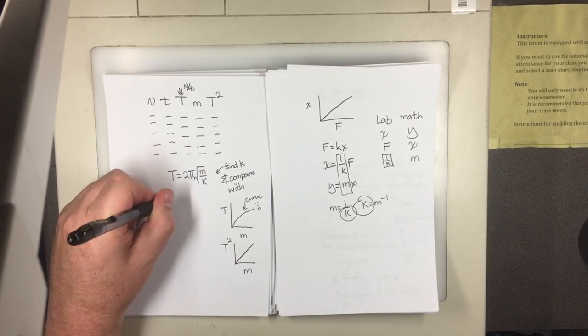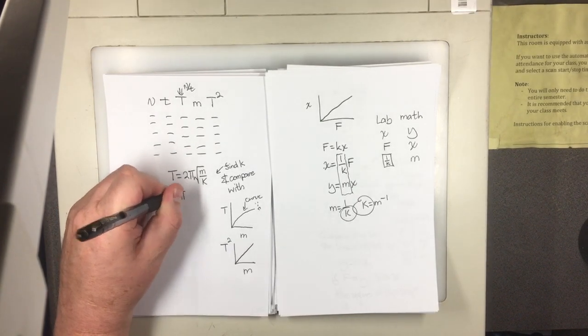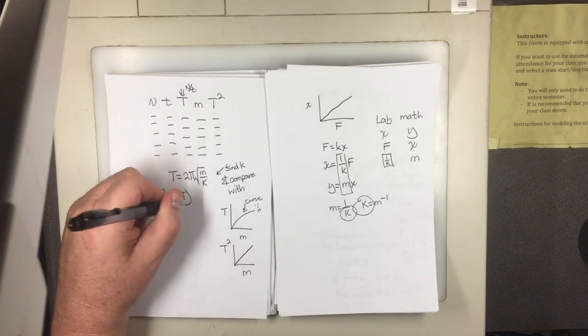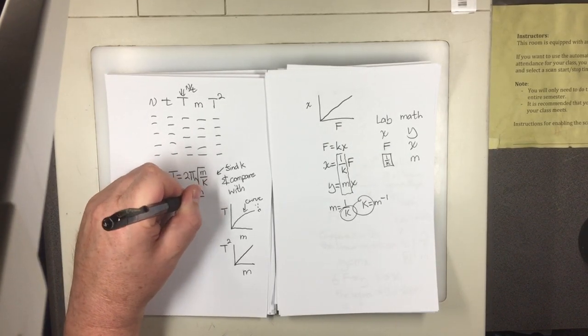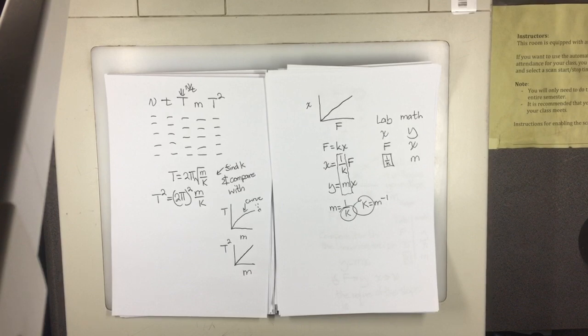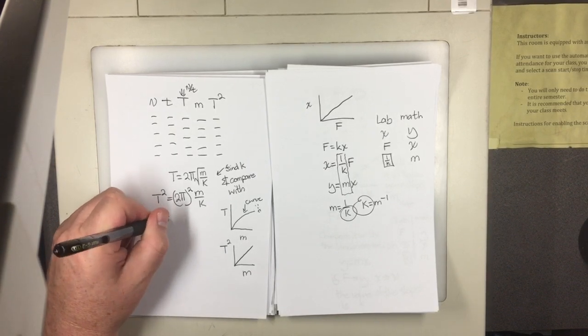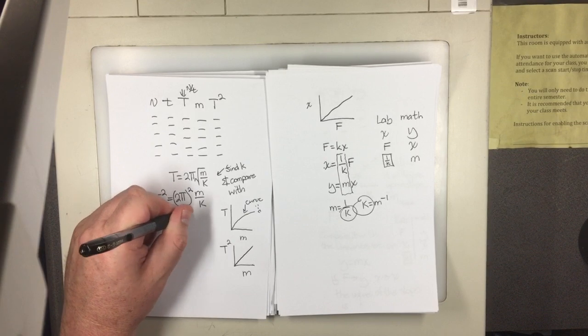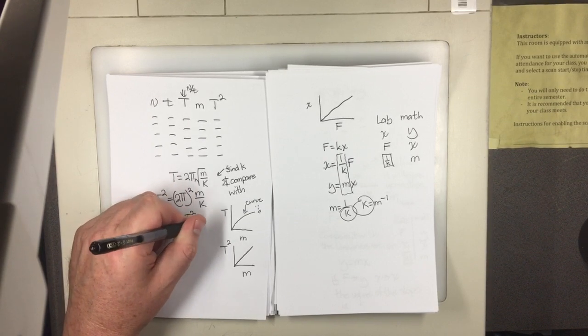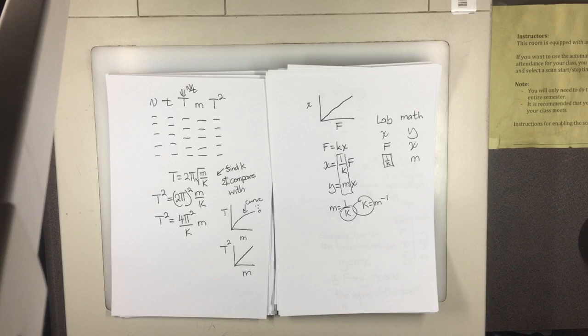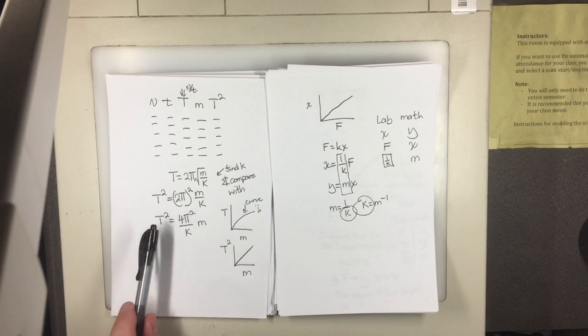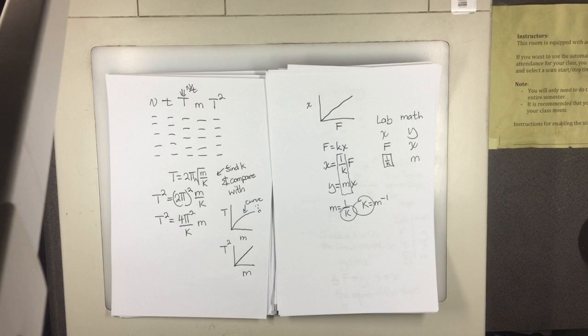Period squared is equal to 2 pi squared m over k. Rearranging this, period squared is 4 pi squared over k times m. So I've just squared it and I've rearranged it. Now it's a situation where if I double m, I double the value of T squared. You treat T squared like it's just a regular variable.